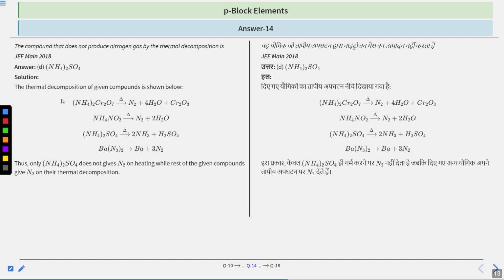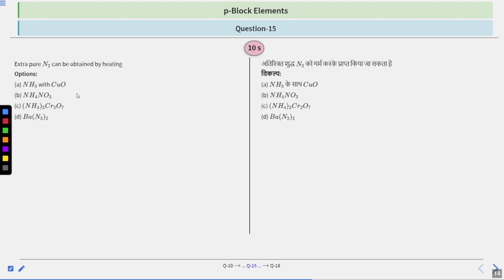Okay, let's move to the next question. Question number 50. Extra pure N2 can be obtained by heating what? Okay, so if we want to find extra pure nitrogen, through the heating of which compound can we find it? Options are NH3 with cuprous oxide, NH4NO3, (NH4)2Cr2O7, or Ba(N3)2. You have 10 seconds to solve this question. After that, we will see the correct answer.